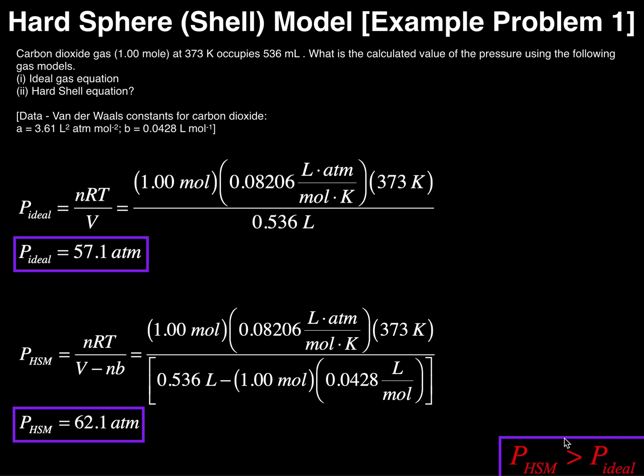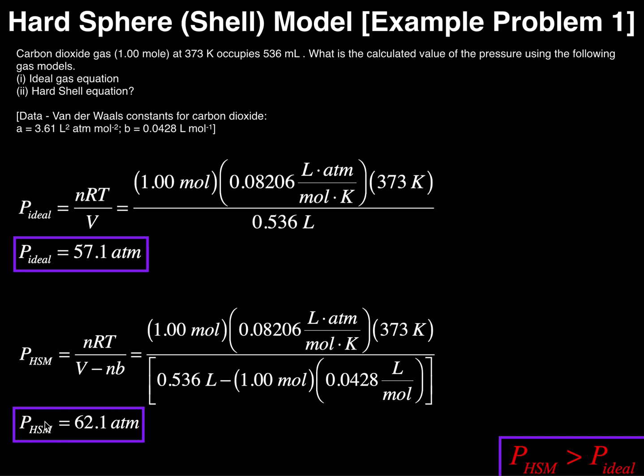This also makes sense from a conceptual point of view because in the hard shell model, we take into account only repulsions. And so if we have no repulsions in the ideal gas equation of state, there's nothing like that here, but then we actually have repulsions in the hard shell model. Repulsions tend to increase the pressure of a gas. So if we have repulsions relative to no repulsions, then that makes sense as to why the hard shell model gives us a higher pressure.